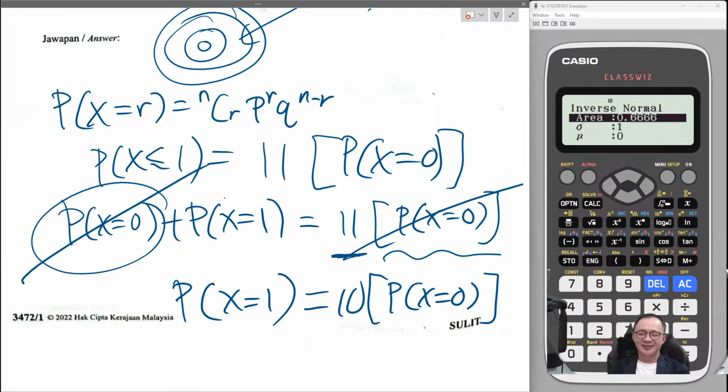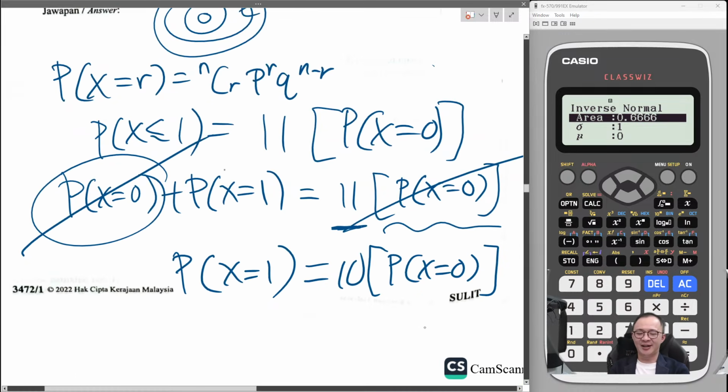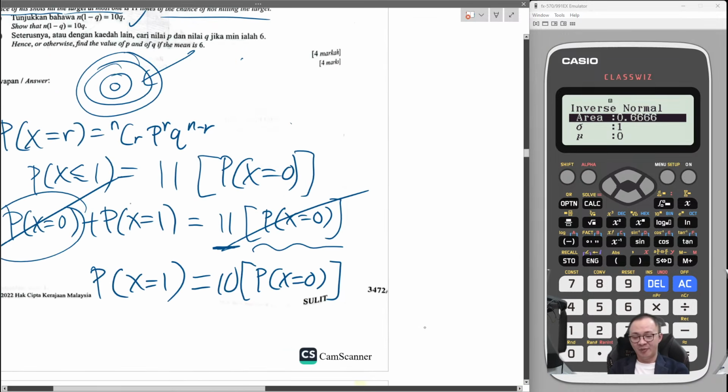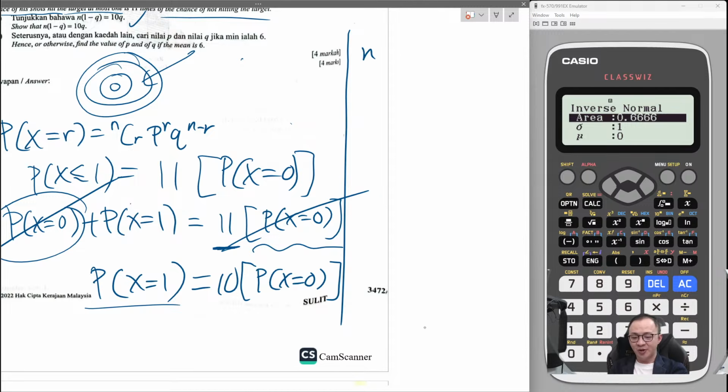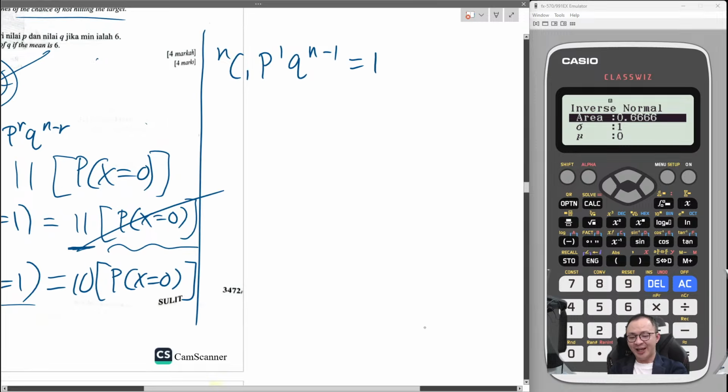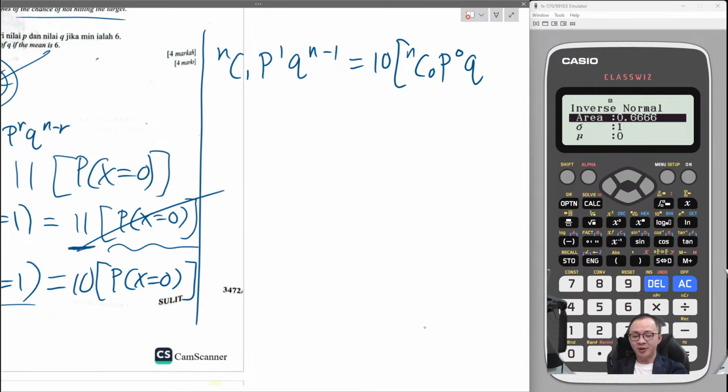Okay, then now I start applying my formula. So now I insert the formula into the x equals to 1. So nC1, p^1, q^(n-1) equals to 10 times 0, right? nC0, p^0, q^(n-0), which is n.